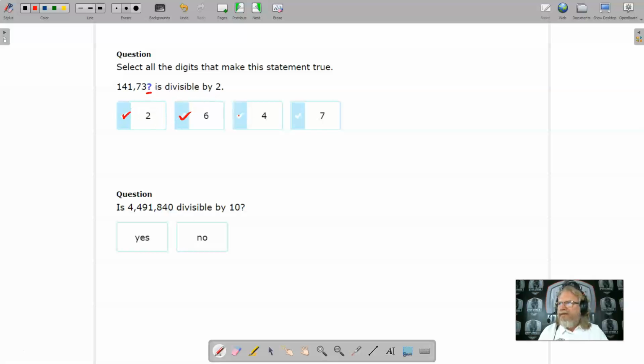6 is an even number, 4 is an even number, and 7 is an odd number, so that one won't work. So the first 3 are correct choices.